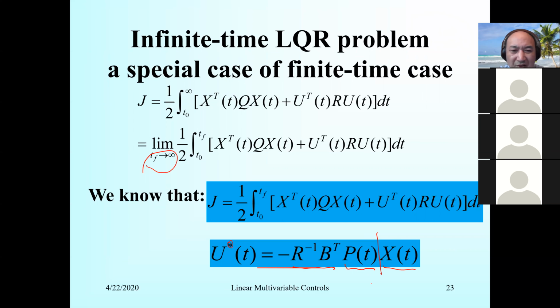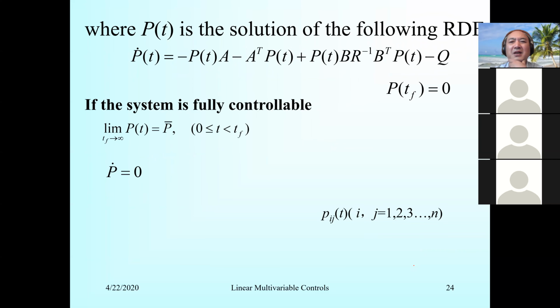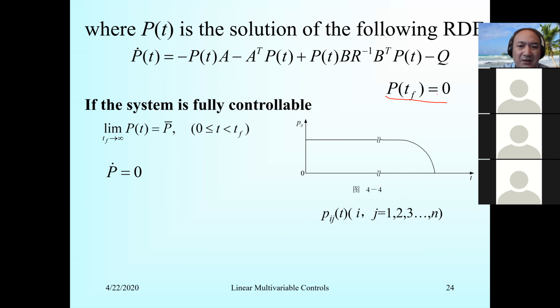So initially we try to solve for the optimal control signal, but we end up with a control law. This is the beautiful side of this part. Interestingly, P(tf) is 0. Sure, it is 0. But we can say that as T goes to infinity, this P will be a constant. It has to.